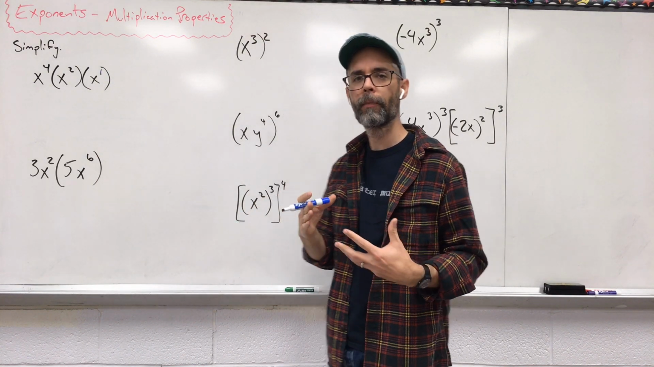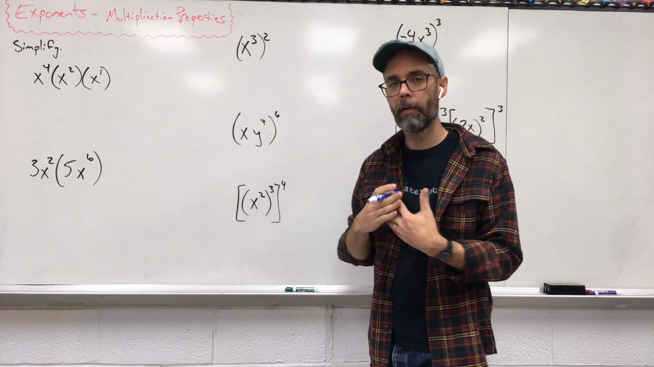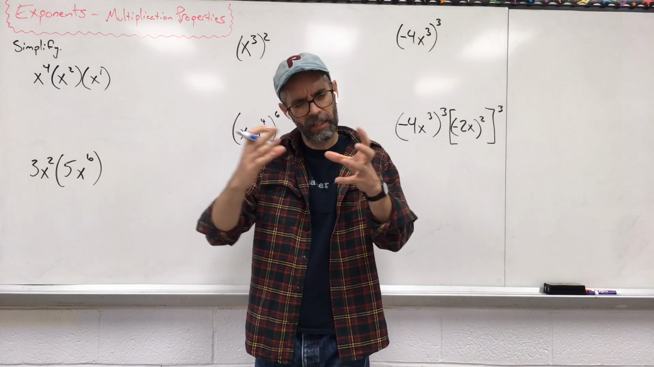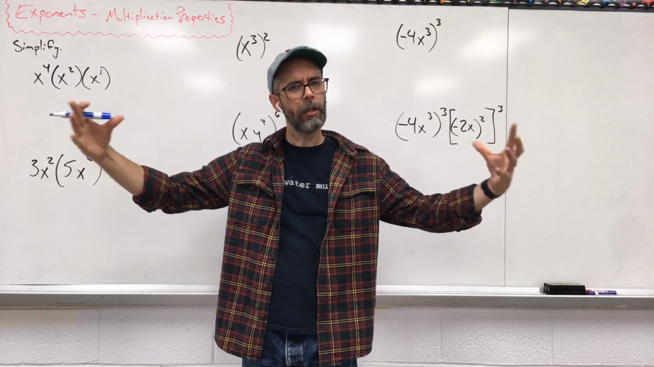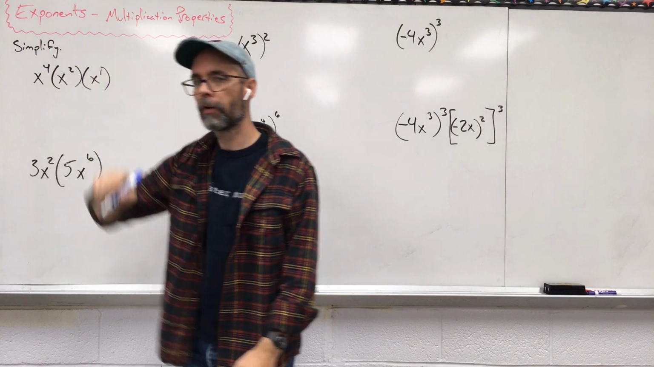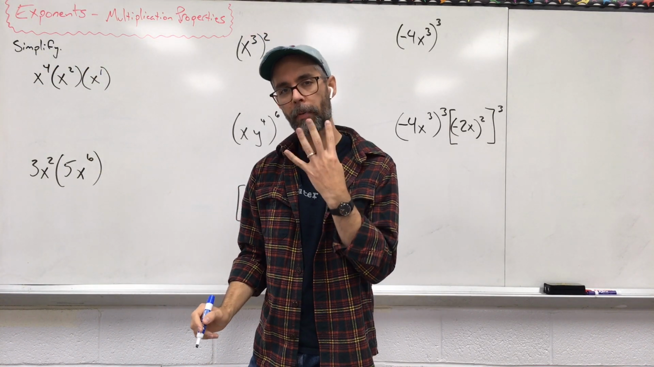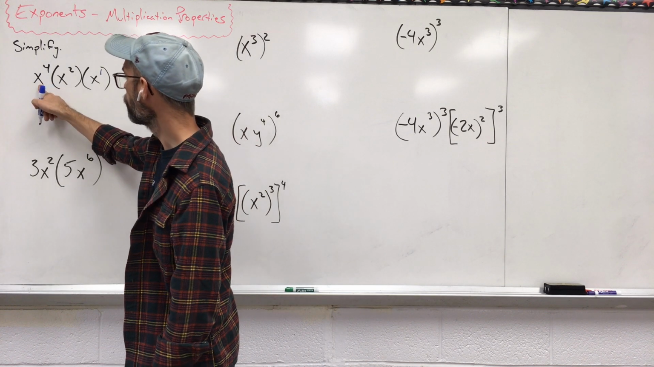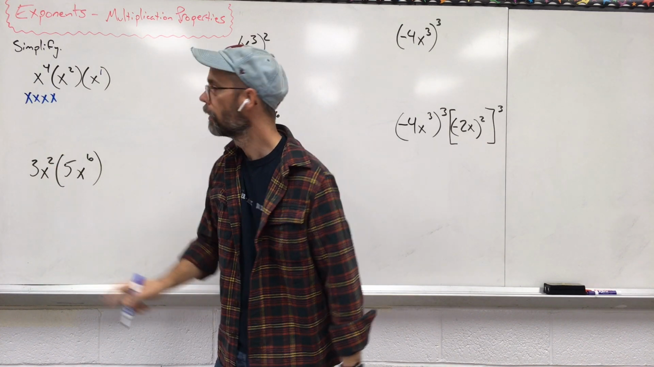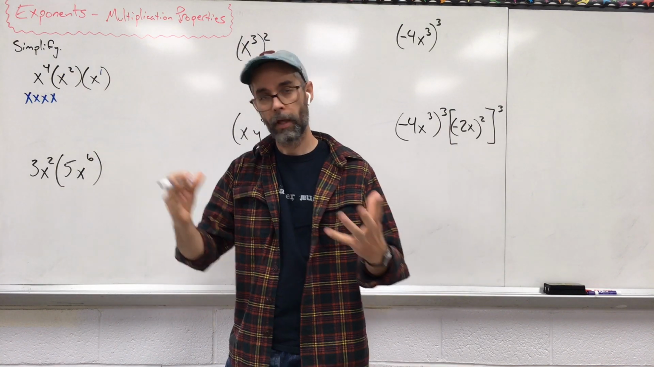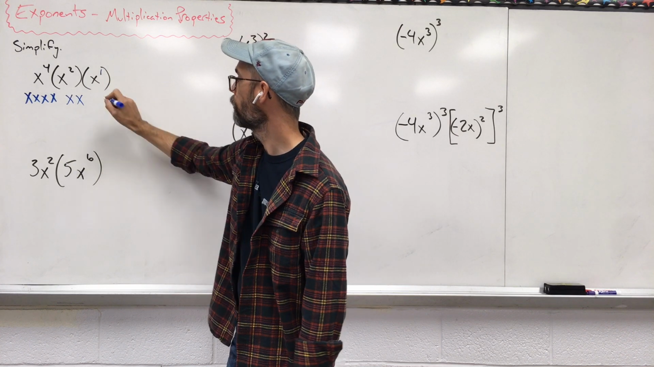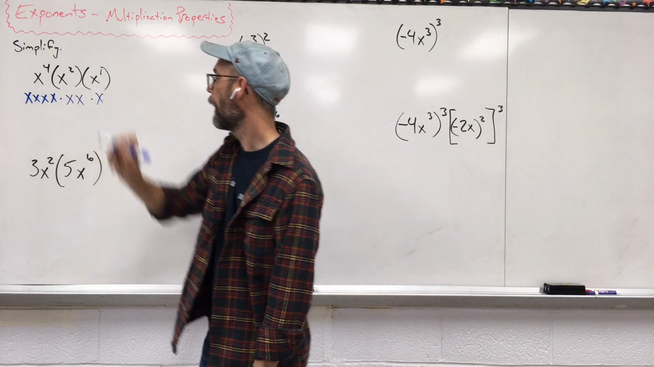Now, I want to rewrite this first problem in something called expanded form. Expanded means I'm taking this problem and making it a little larger. This exponent of 4 says I've got x multiplied by itself 4 times. So this really says x times x times x times x. Parentheses, we're multiplying something else. We're multiplying x and x. And then at the very end, we're multiplying one more x.